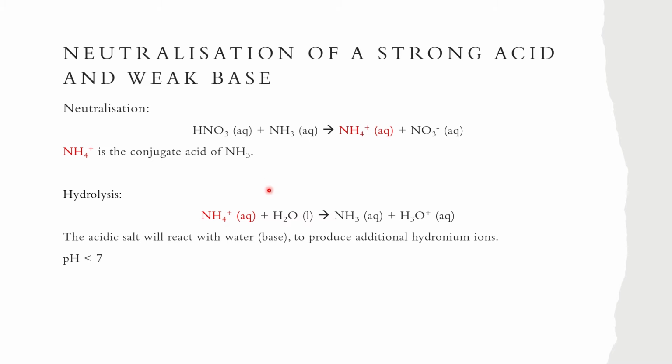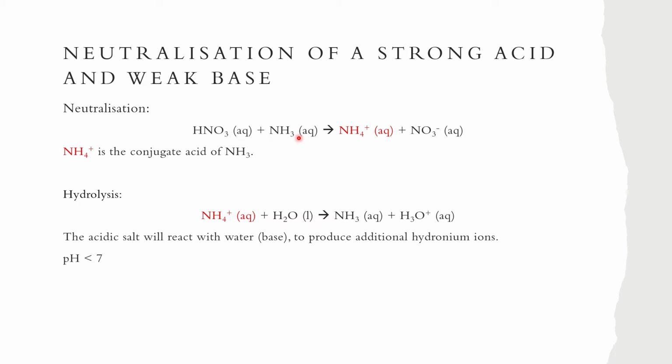Things start to look a little bit more interesting when we move away from neutralization between a strong acid and a strong base. Here we're going to look at neutralization of a strong acid and a weak base. Our strong acid here is nitric acid. Our weak base that we're combining it with is ammonia. When those two things come together, very similarly to all other neutralization reactions, we end up forming a salt. Note that we're not forming water.